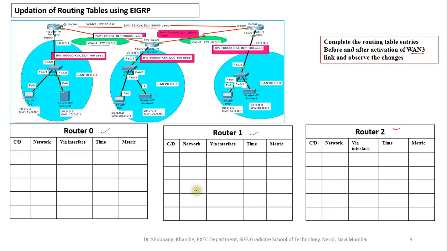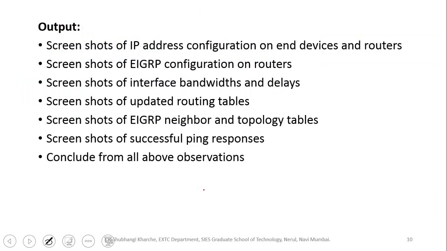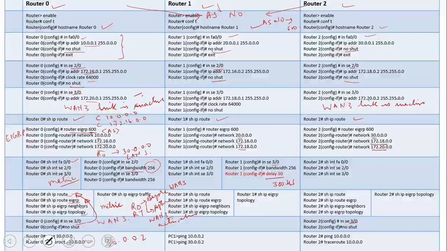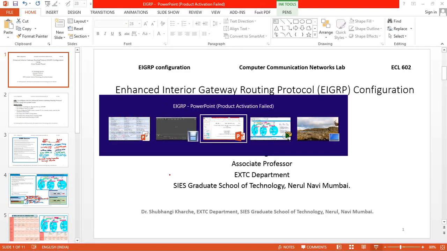You have to observe how the metric calculation is done, and you have to observe whether the alternate paths are available between any two routers or not, and so on and so forth. So it is expected from you to include all these things in the output, and after including all these things in the output, you can conclude from the observations which you will be drawing from the output. Now let us move on to the Cisco Packet Tracer to configure the EIGRP routers.